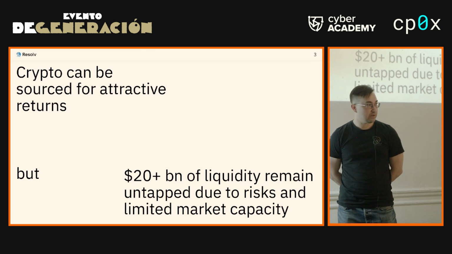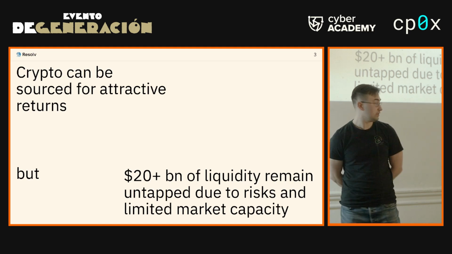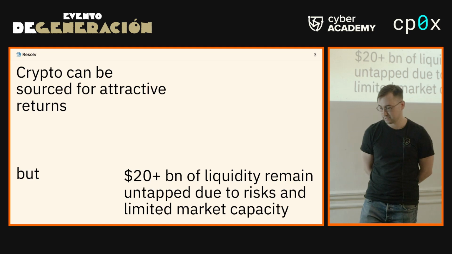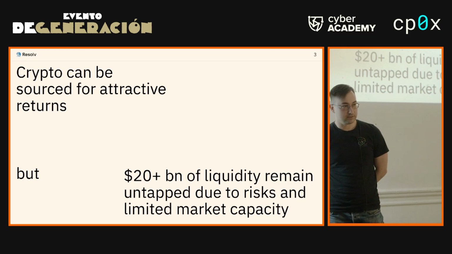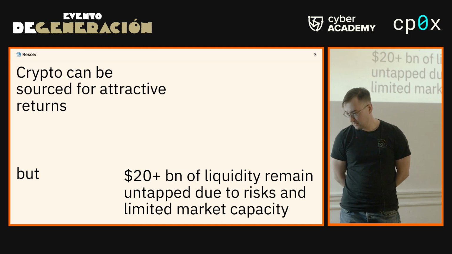So crypto is obviously a very attractive source for different returns, and here are just some indicative numbers, probably a bit outdated. A 20 billion market is staying untapped if you would like to invest into different crypto opportunities. That 20 billion is just indicative of open futures market interest on major crypto assets such as BTC, Ether, and maybe Solana, if I'm not mistaken.